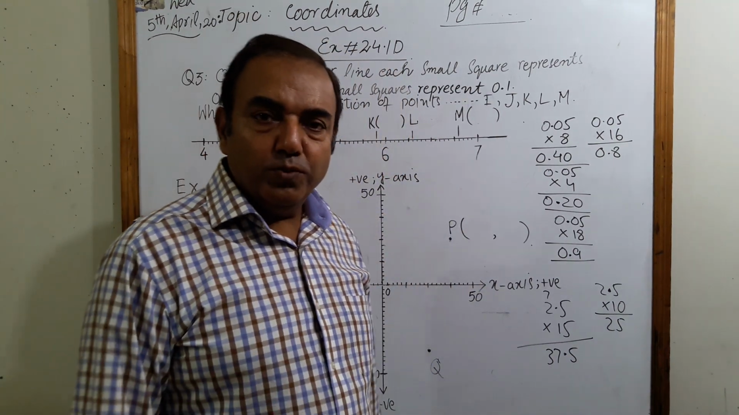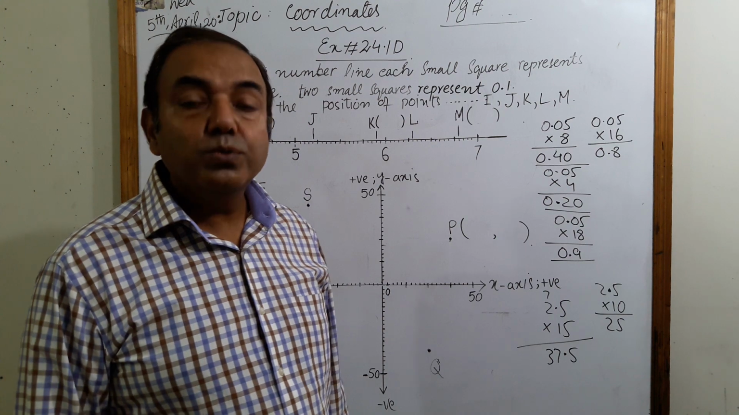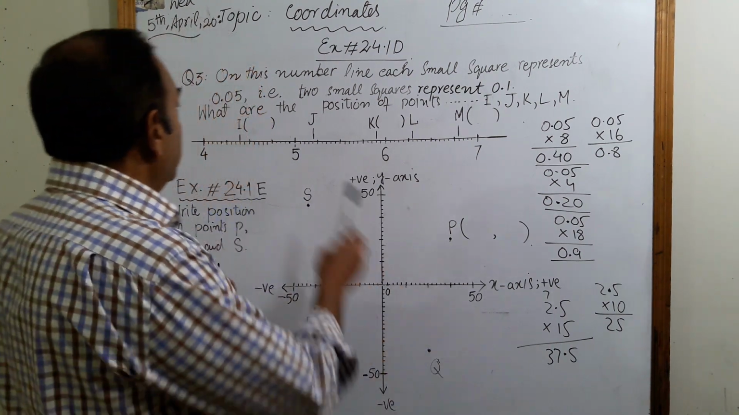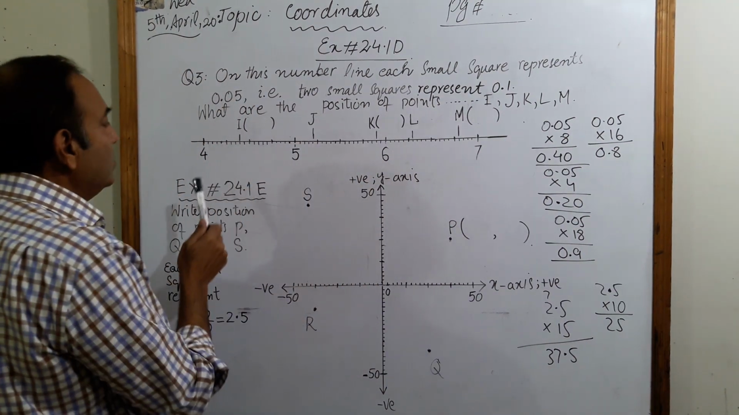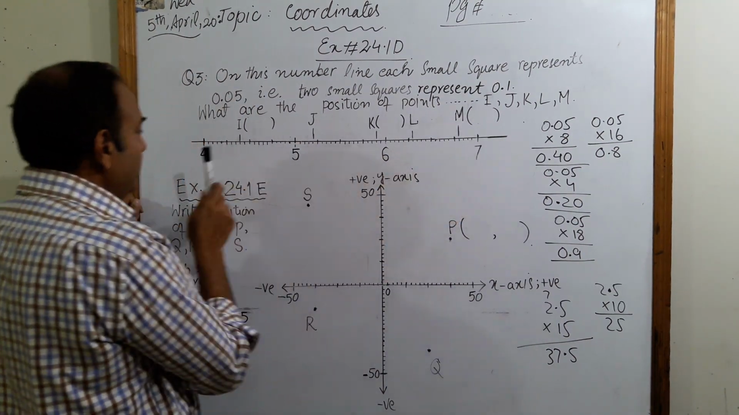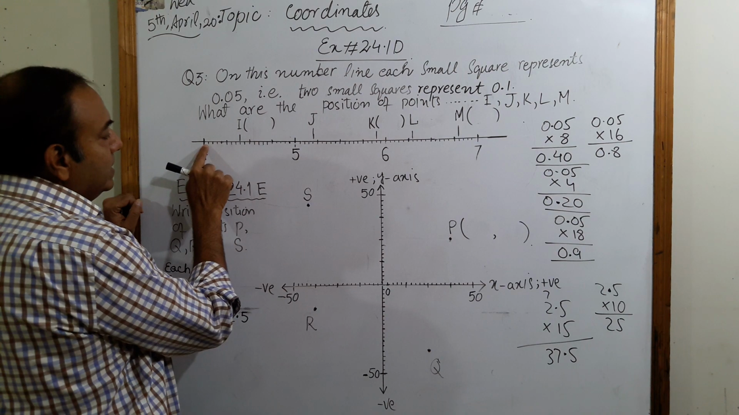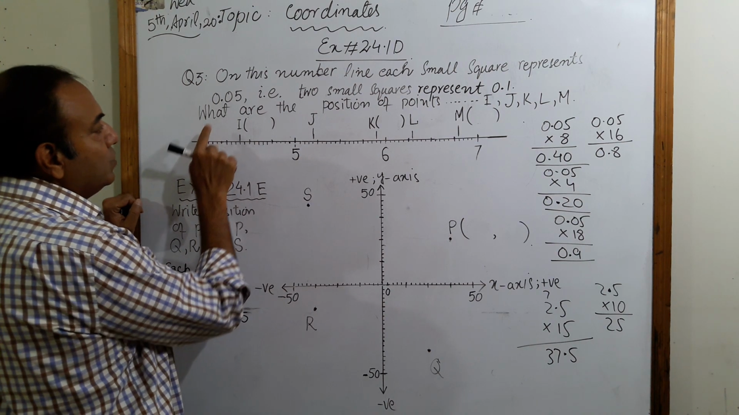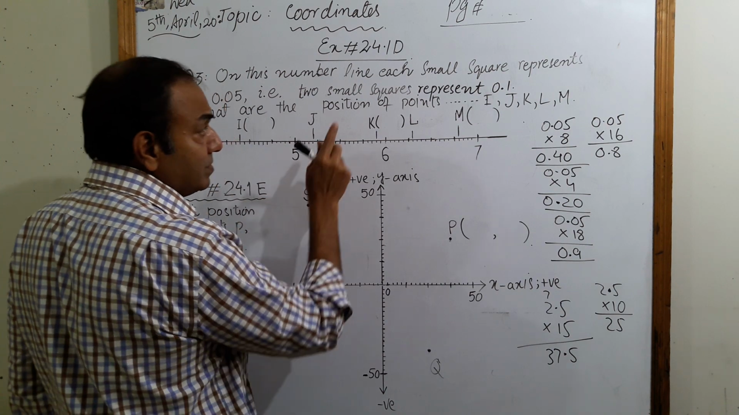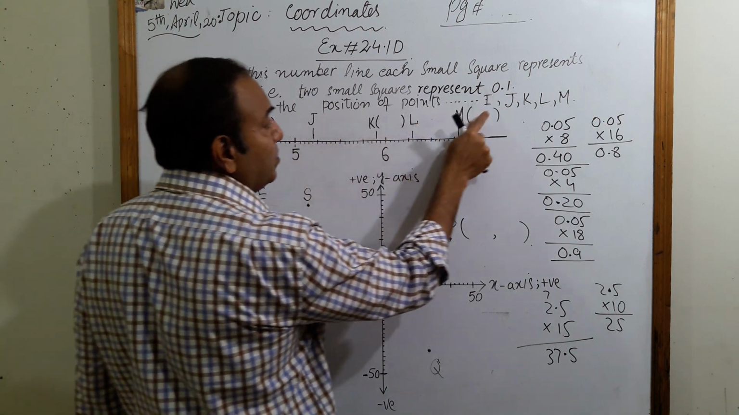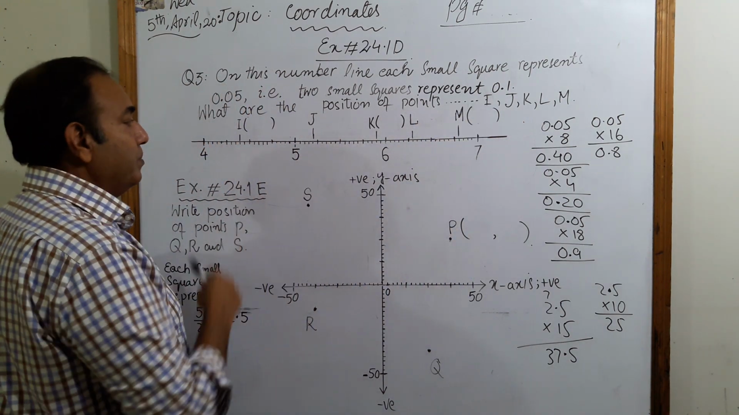Today we are doing exercise 24.1D and we have to do question number 3. Now look, on this number line, each small square represents 0.05. Can you see this number line? You can see each small square represents 0.05. What we have to do today is find the position of the points I, J, K, L, M.